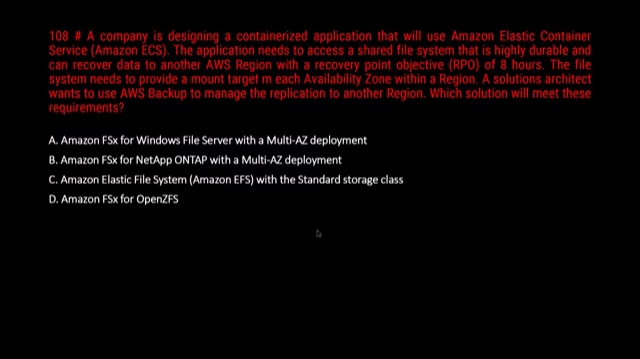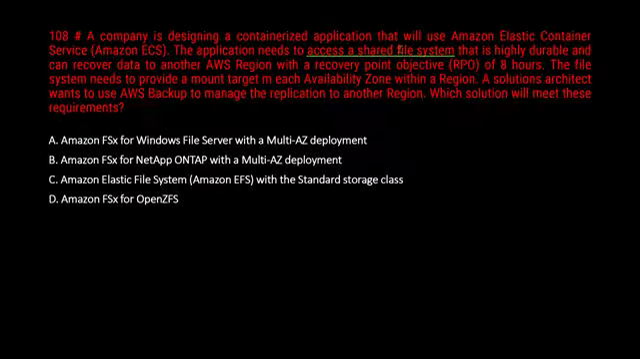A company is designing a containerized application that will use Amazon Elastic Container Service. The application needs to access a shared file system. Okay, shared file system. When we see shared file system, what did I tell you? Say it loud. Shared file system, EFS. That is highly durable and can recover data to another AWS region with a recovery point objective of 8 hours. The file system needs to provide a mount target in each availability zone within the region. A solutions architect wants to use AWS Backup to manage the replication to another region. Which solution will meet these requirements?